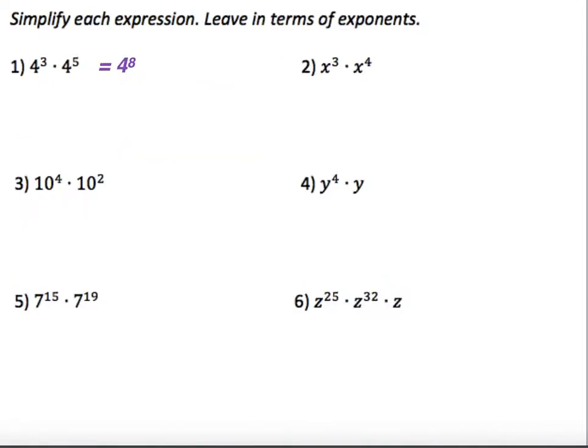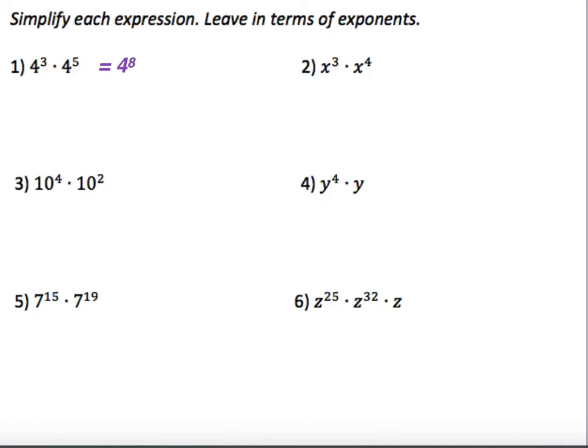Go ahead and try numbers 1 through 6. Simplify each expression. Here's number 1. I want you to notice that when you have 4 to the power of 3 times 4 to the power of 5, and you add your powers, the base number 4 itself stays the same.